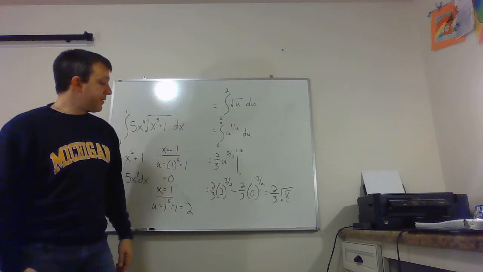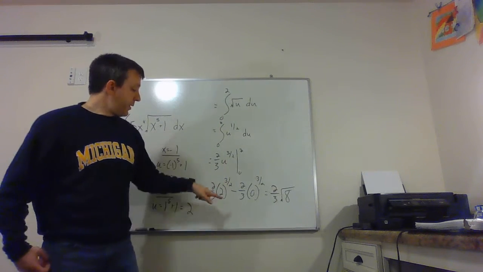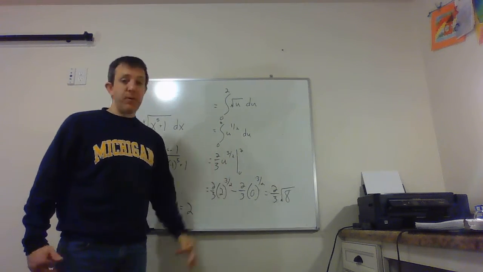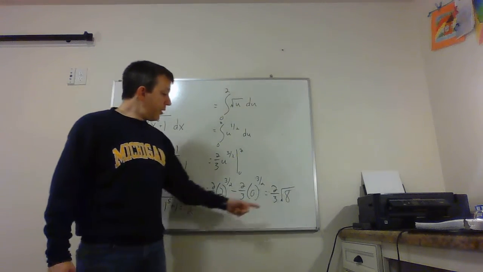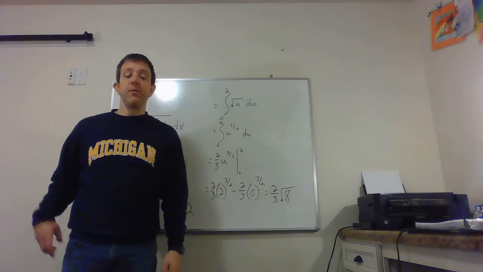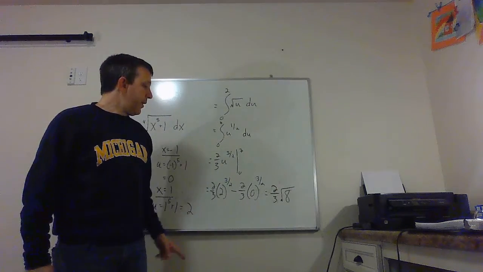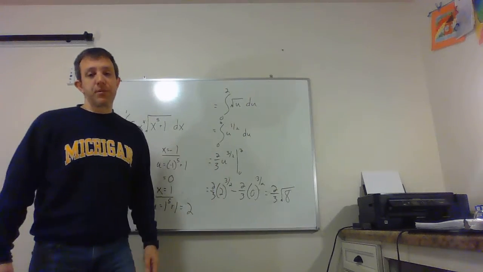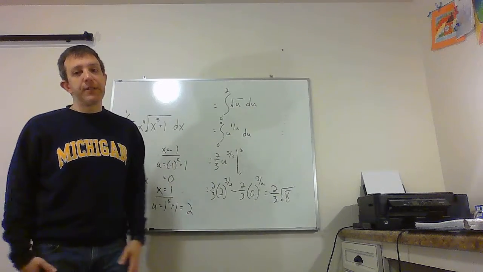2 to the 3/2 ends up being the square root of 8, because 2 to the 3rd is 8, and the 2 on the bottom makes a square root. You could pull a 2 out of there and have 4/3 times the square root of 2. I'm really not terribly picky there. But there's our answer, 2/3 times the square root of 8. All right, let's look at some more stuff.